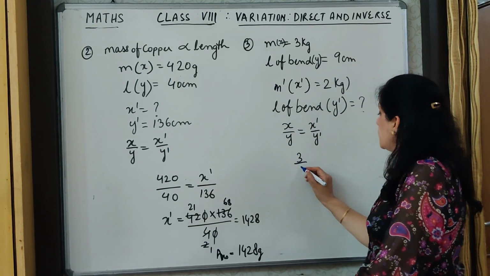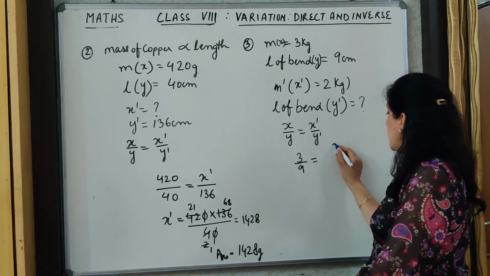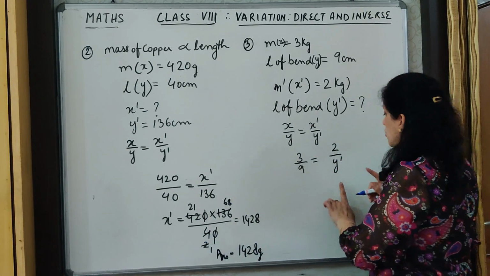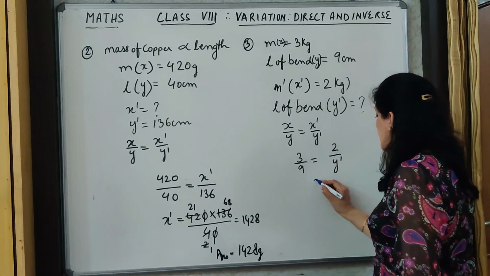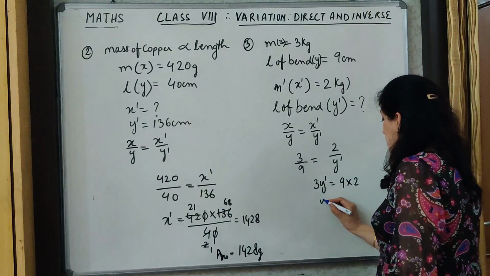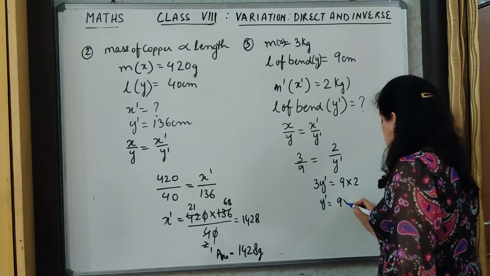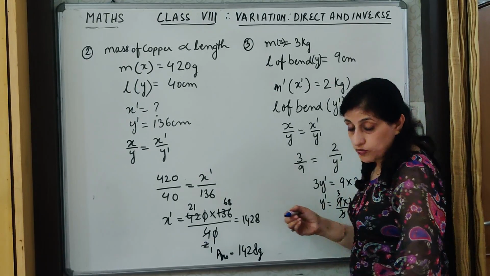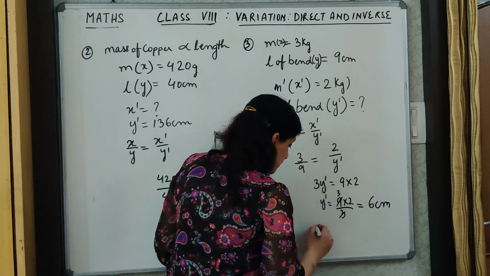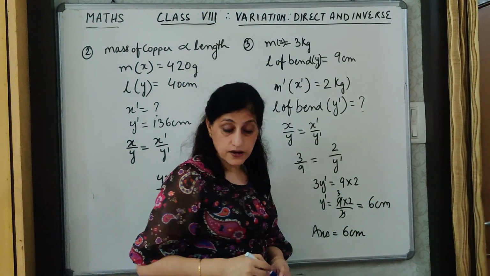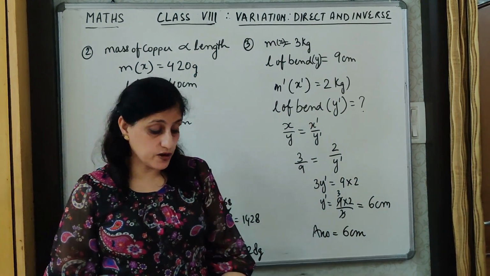X is 3, y is 9 is equal to x dash is 2, and y dash we don't know. Whatever is not known, you place it there, and now you will get 3y dash is equal to 9 into 2. Y dash is equal to 9 into 2 upon 3, which gives me 6 centimeter. So how much does the pole bend? My answer will be 6 centimeter. Right, children?